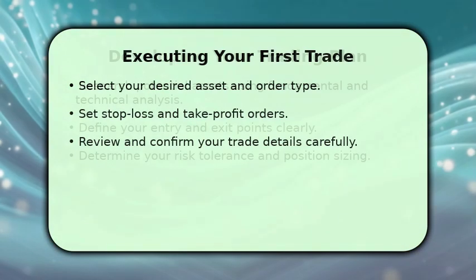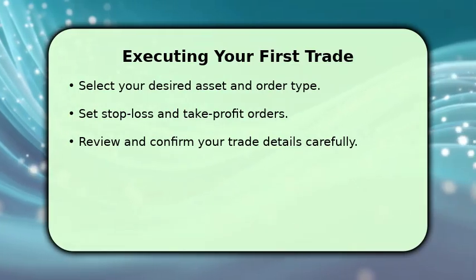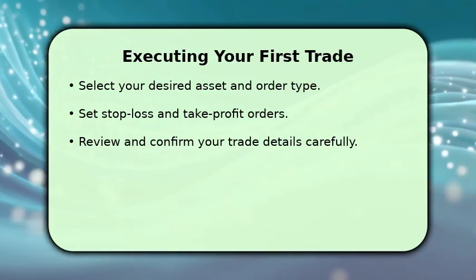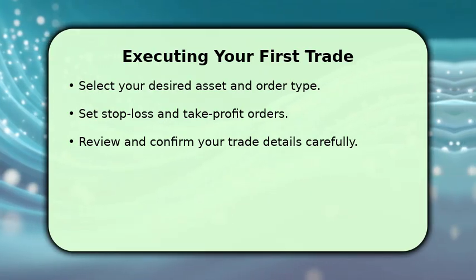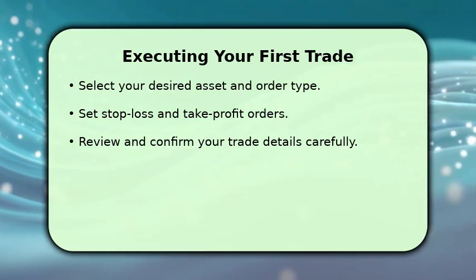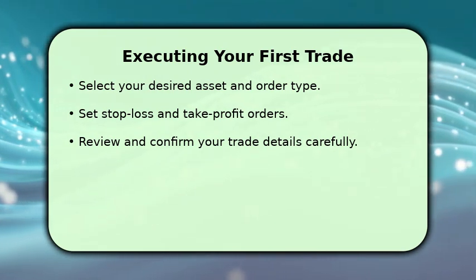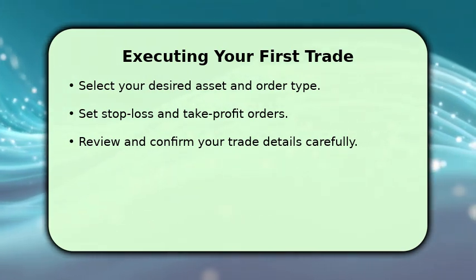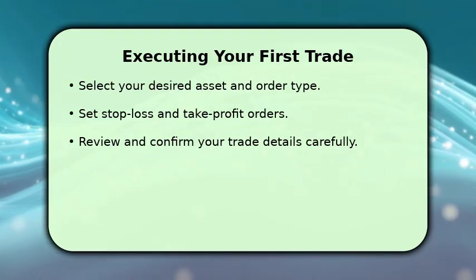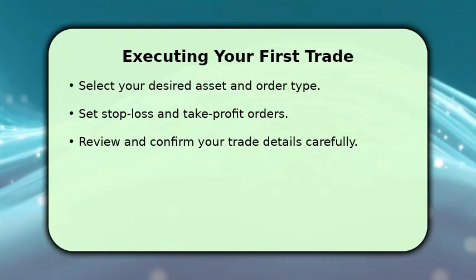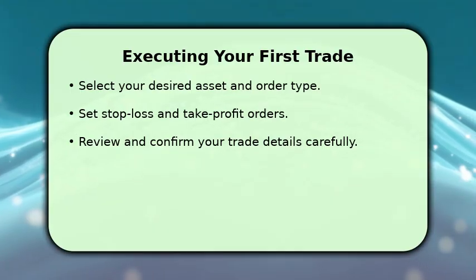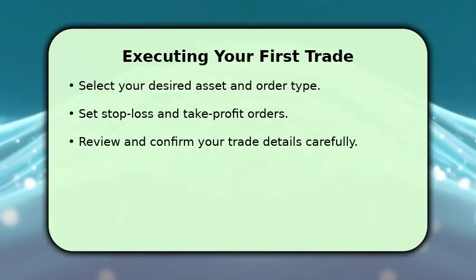Now it's time to execute your trade. Choose your asset and decide on an order type, such as a market order for immediate execution or a limit order for a specific price. Crucially, set stop-loss orders to limit potential losses and take-profit orders to secure gains. Always double-check all details before confirming your trade.